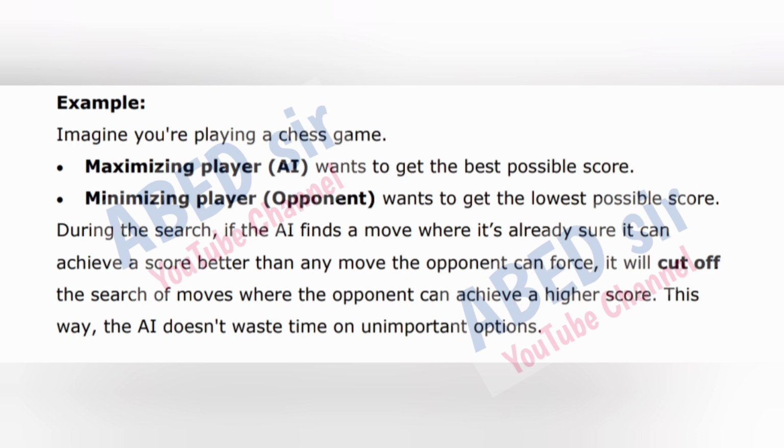Example: imagine you are playing a chess game. Maximizing player, AI, wants to get the best possible score. Minimizing player, opponent, wants to get the lowest possible score. During the search, if the AI finds a move where it's already sure it can achieve a score better than any move the opponent can force, it will cut off the search of moves where the opponent can achieve a higher score. This way, the AI doesn't waste time on unimportant options.